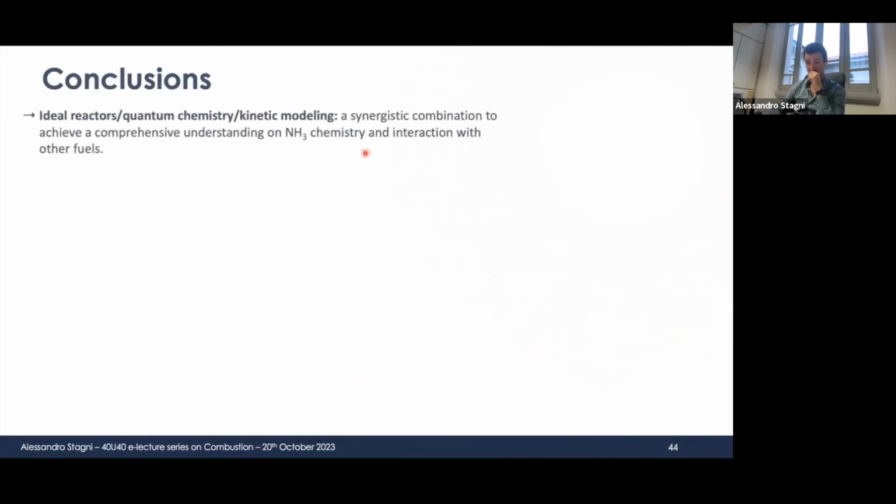So coming to the conclusions, we've tried to face the problem of ammonia with a threefold approach based on ideal reactors, quantum chemistry, and kinetic modeling.